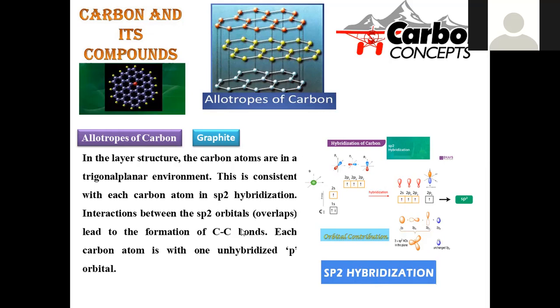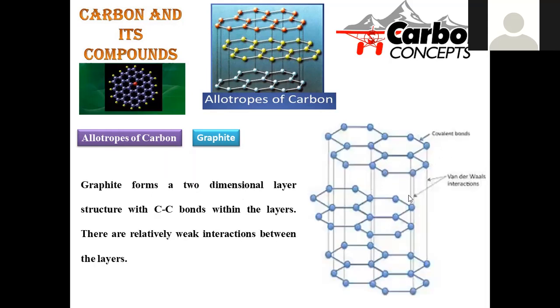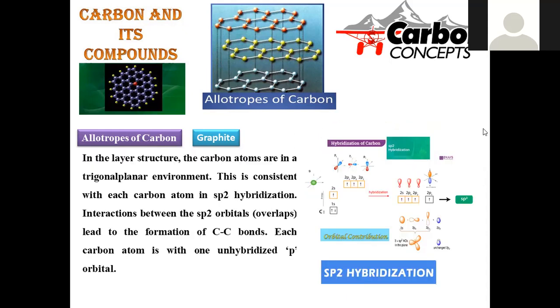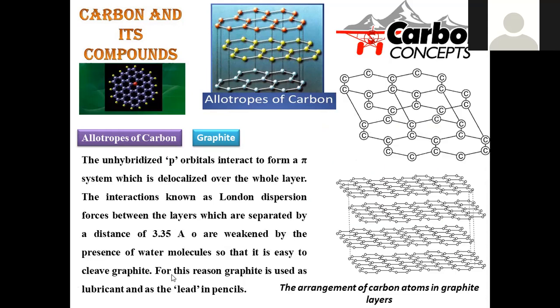And these sp2 hybridized carbon atoms will lay in a trigonal planar geometry and are able to form carbon-carbon extended covalent bonds. This will be regarded as a 2-dimensional structure, only in 2 coordinates, x and y. Each carbon atom has an unhybridized p orbital with 1 electron in it.